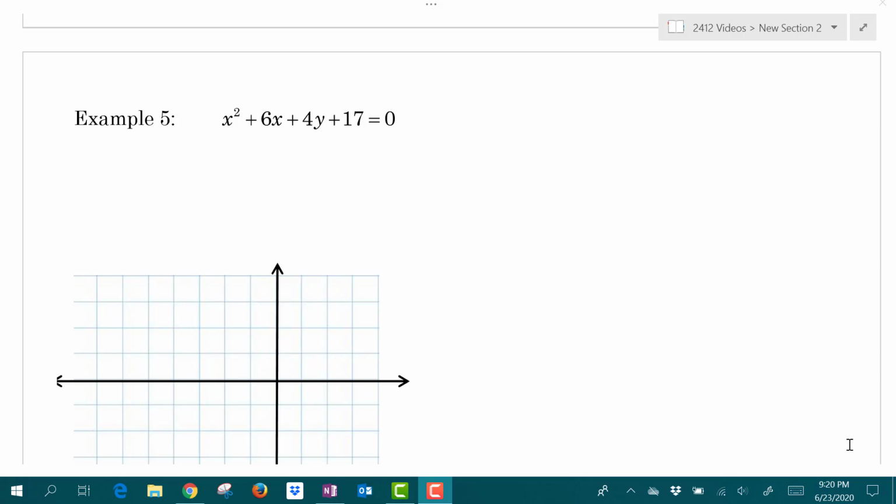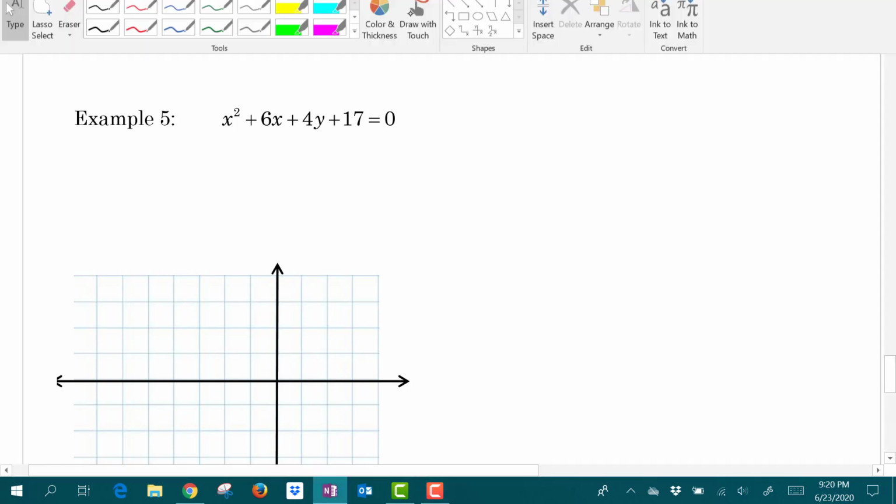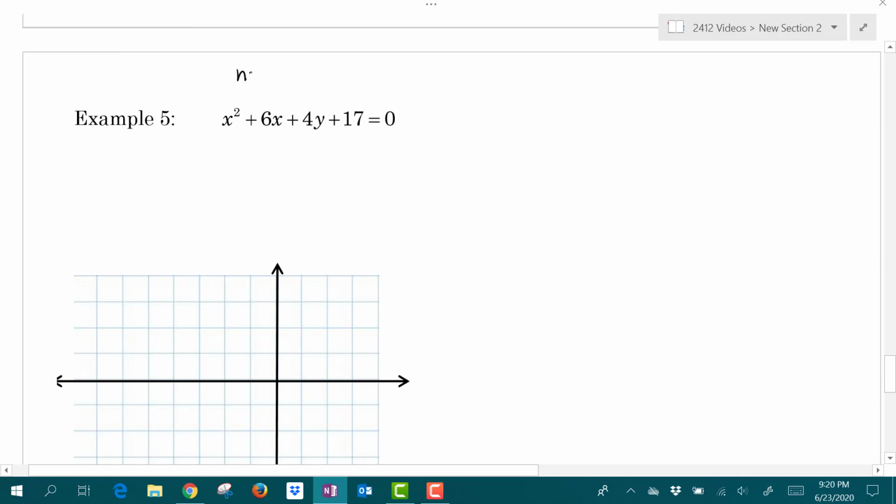For example 5, we want to find the vertex, the focus, and the equation of the directrix. We want to also graph this equation. One thing that we notice about this one is it's not in standard form.